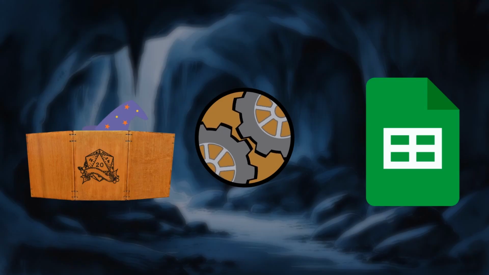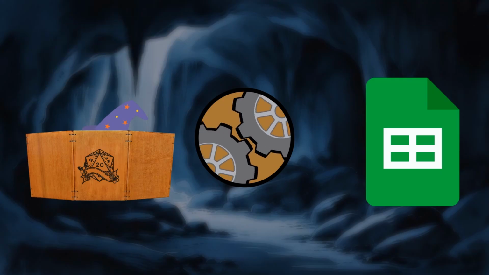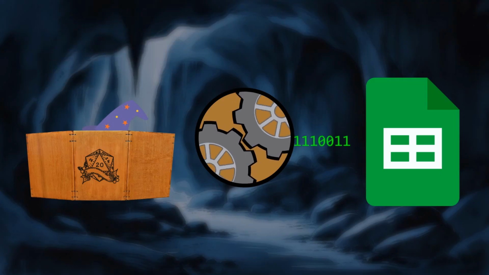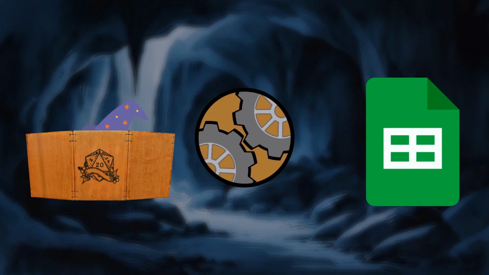Imagine that the DM types or says, "Start round 11" to the assistant, and the new column instantly appears. Or types in, "Ginger's turn now comes just before Goblin number 1," and the row immediately moves. All possible with existing technology.